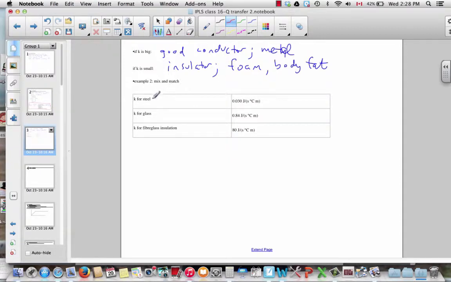We could say K for steel, that's a conductor, it should be big. K for fiberglass insulation, that's an insulator, that should be really small. And then the K value for glass, well, that's probably in between. And so these are some typical values, and we will use values like this in the problems that we're going to be solving today.